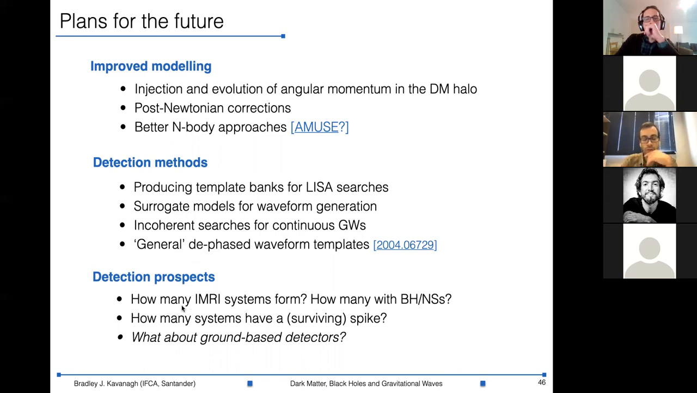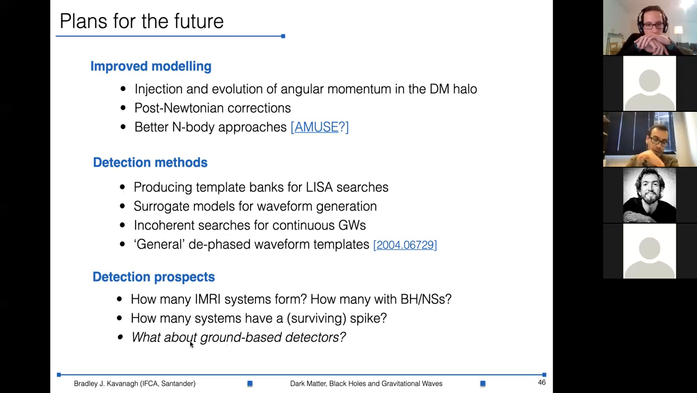A lot of what we're trying to do at the minute is to understand exactly how many of these systems there should be out there. How many black holes form in the right conditions, in the right places, and how many of them live in environments where you don't have a lot of mergers or a lot of baryons to spoil this nice dense spike.